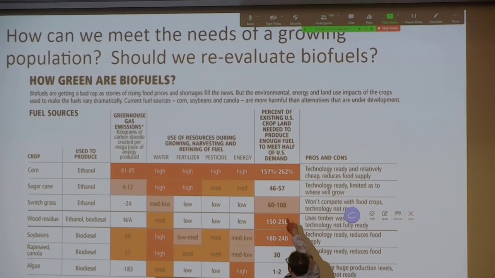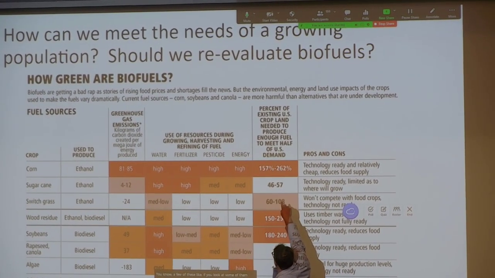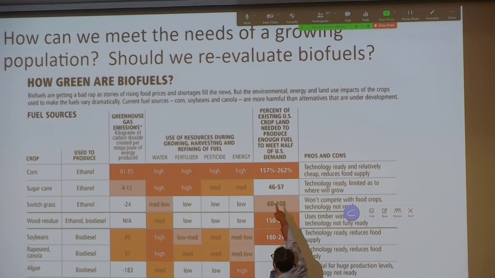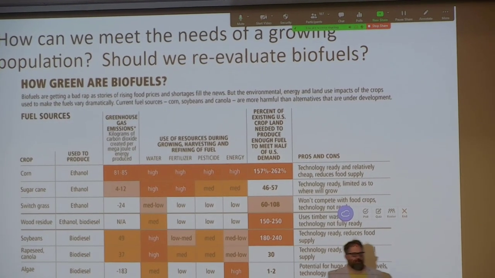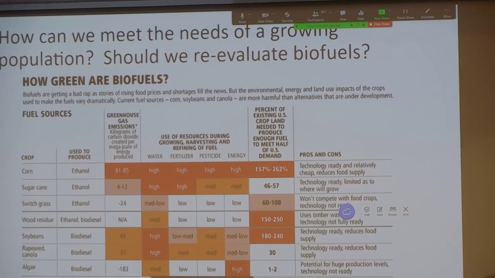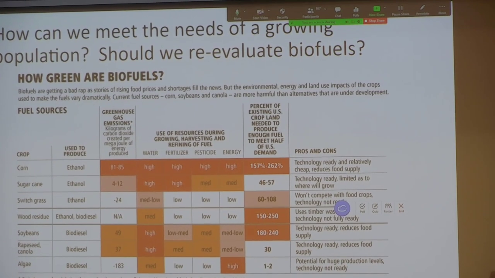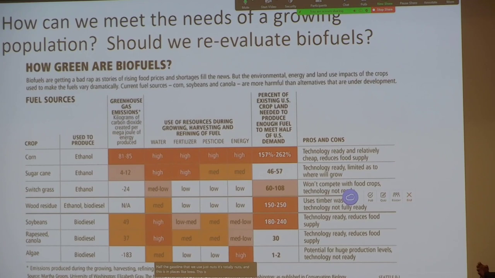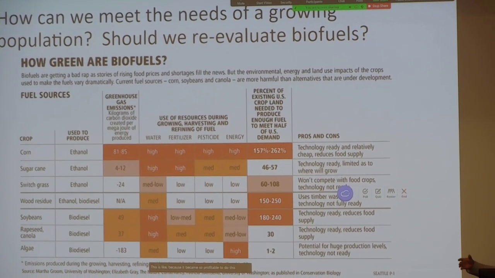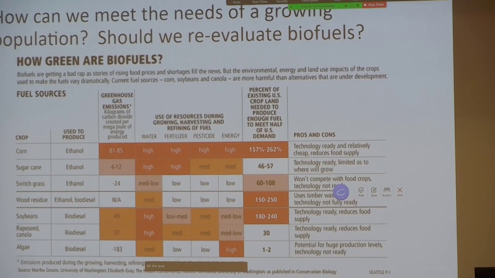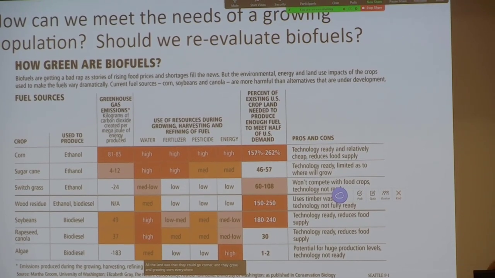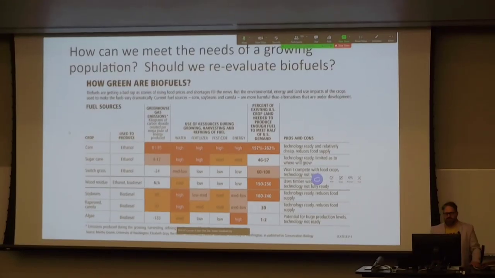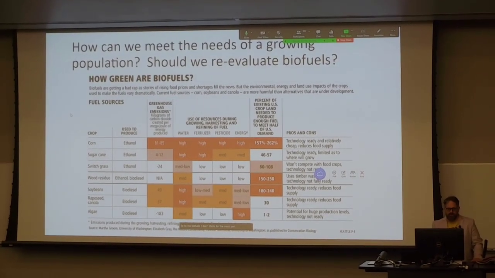So if you look here at the percent of existing cropland needed to produce enough fuel to replace half of our gasoline, for corn you'd have to use 200% of our current land of grown corn to produce half the gasoline that we use. It's nuts, soy nuts. And in places like Iowa, it became so profitable that they grew corn everywhere. And of course, they hurt the insect biodiversity. So, to me, biofuels, I don't think for the most part that's a part of the solution.